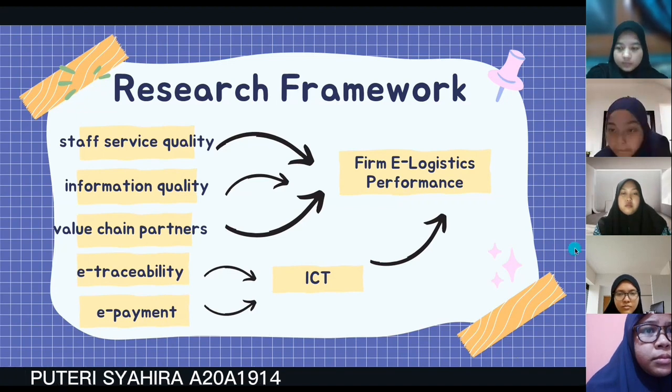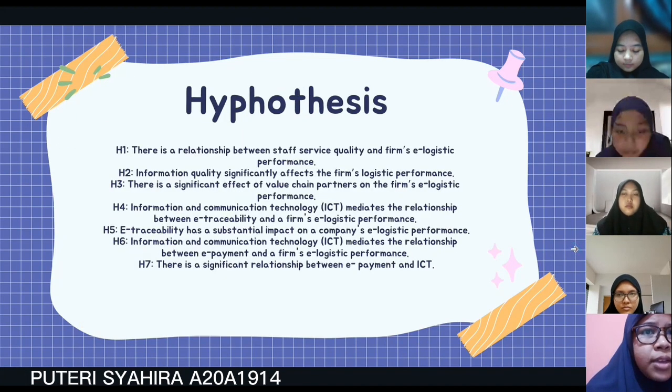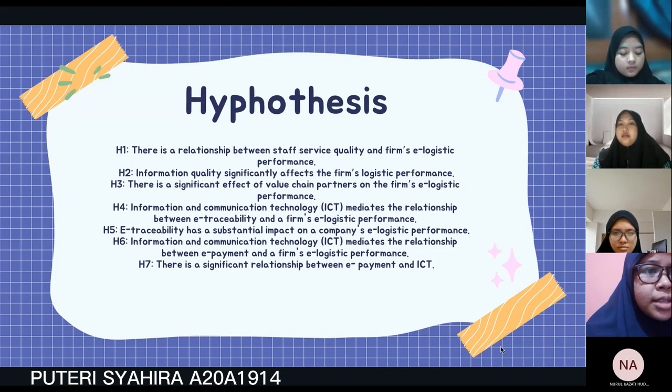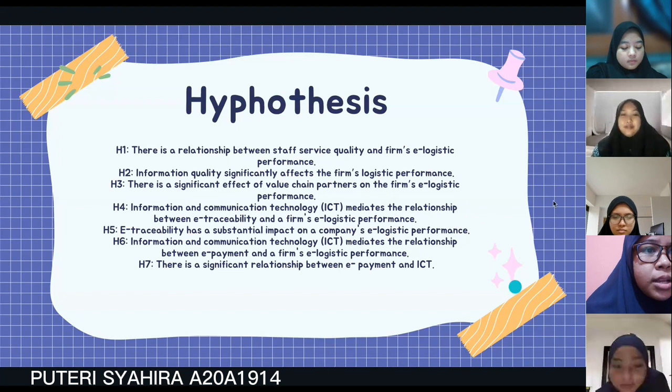Thank you, Izzati. Based on chapter 2, there are several hypotheses. First, there is a relationship between staff service quality and firm e-logistic performance. Second, information quality has a significant effect on the firm e-logistic performance. Third is the significant effect of value chain partner on the firm e-logistic performance. Next, information and communication technology ICT mediates the relationship between e-traceability and firm e-logistic performance.